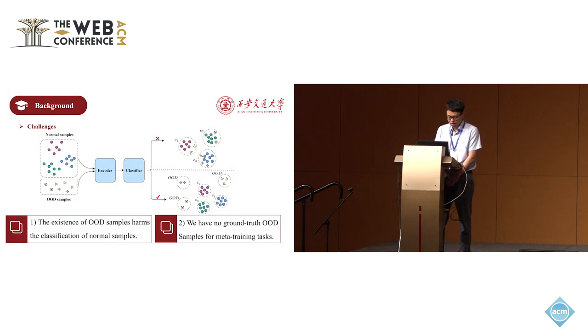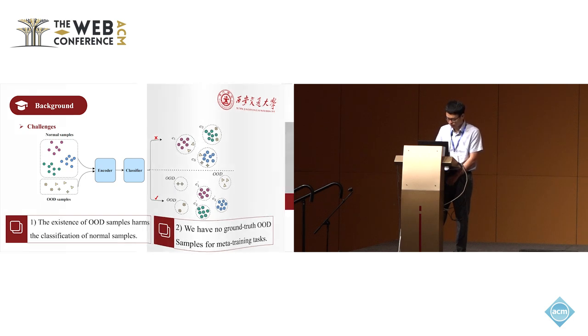This brings two challenges. First, the existence of OOD samples could harm the classification of normal samples. Second, we have no ground truth of which samples are OOD samples in the training tasks, so we cannot train a classification model based on the OOD samples. This is our most difficult work.